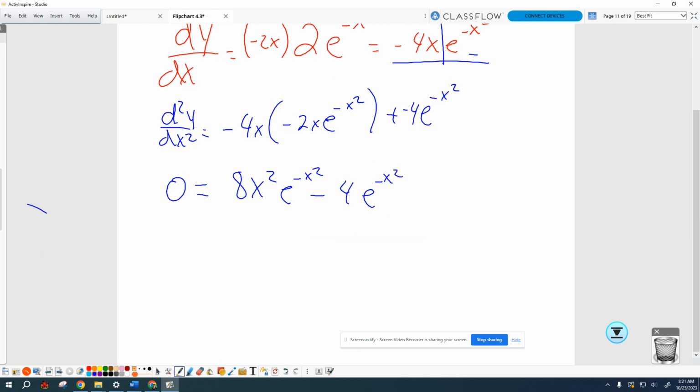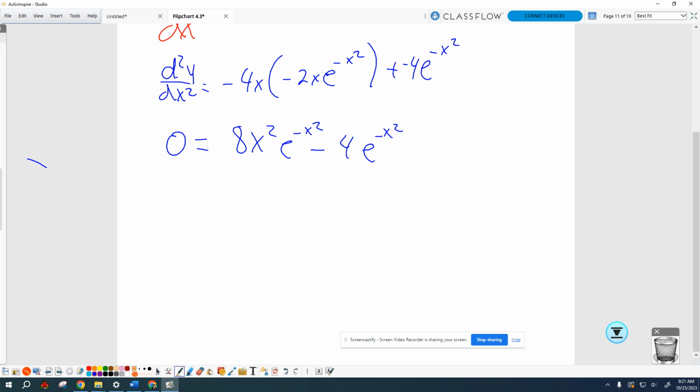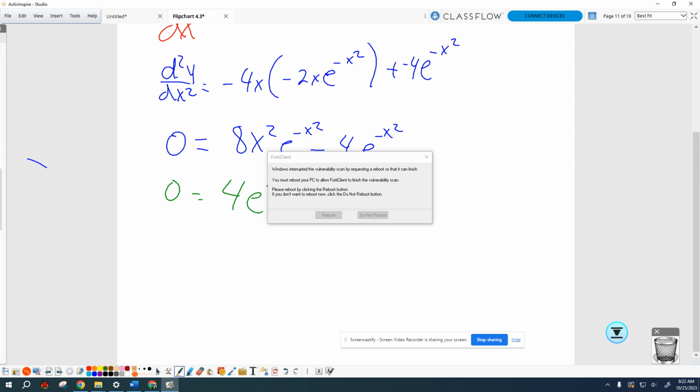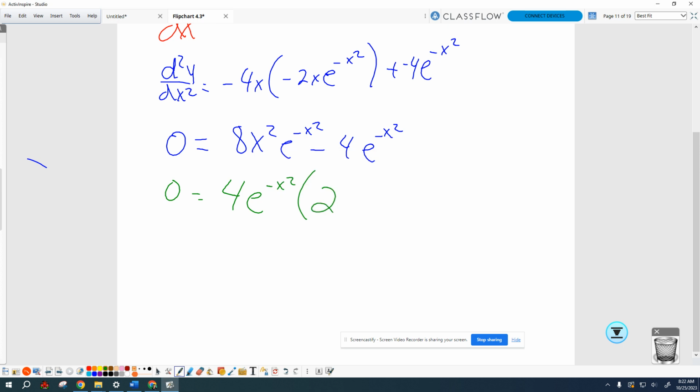Without a calculator, how in the world are we gonna do this? All right. I just factored out 4e to the negative x squared and then I set both things equal to 0. So taking 4e to the negative x squared out, what do we have in the first term still left? So you have 2x squared. Yeah. So we take each of these terms, set them to 0.